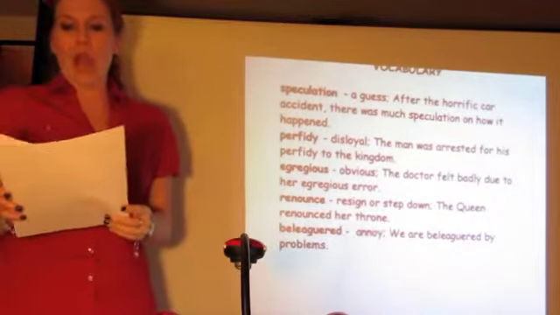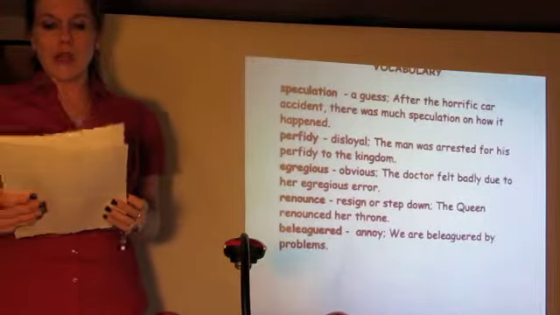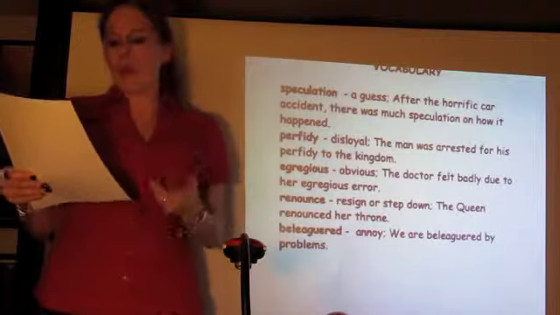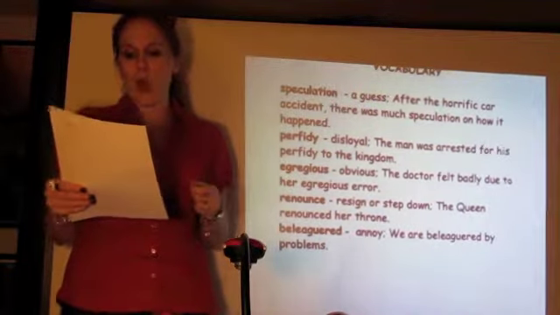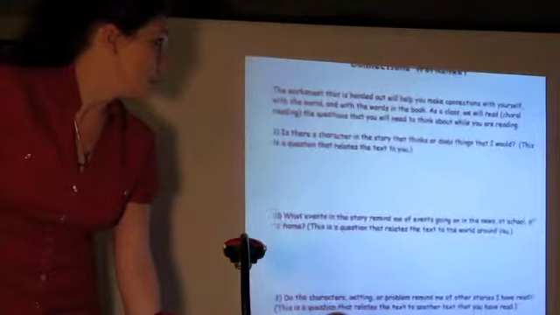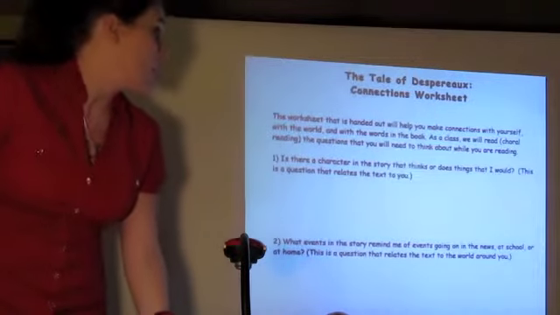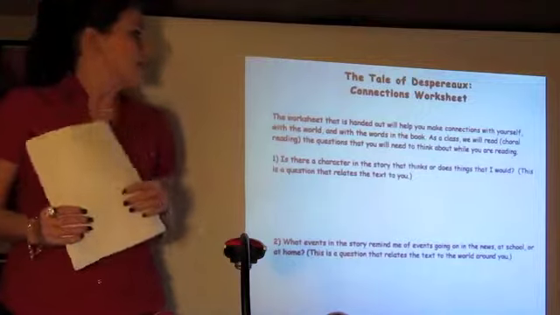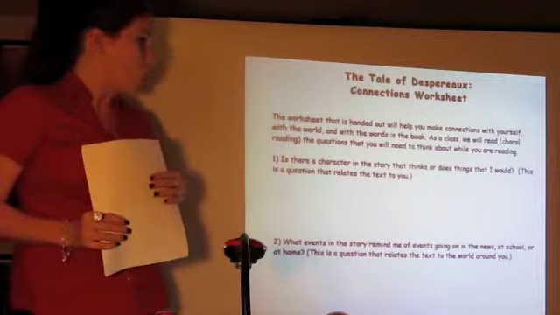After reviewing your vocabulary words, you're going to talk to students about thinking aloud during the reading. I'm going to say, now that you have made your predictions about a mouse named Despereaux, let's set our purpose for reading. I'm going to hand out to the students the connections worksheet. They're going to use this while I'm reading the first chapter. The worksheet will help you make connections with yourself, with the world, and with the words in the book.